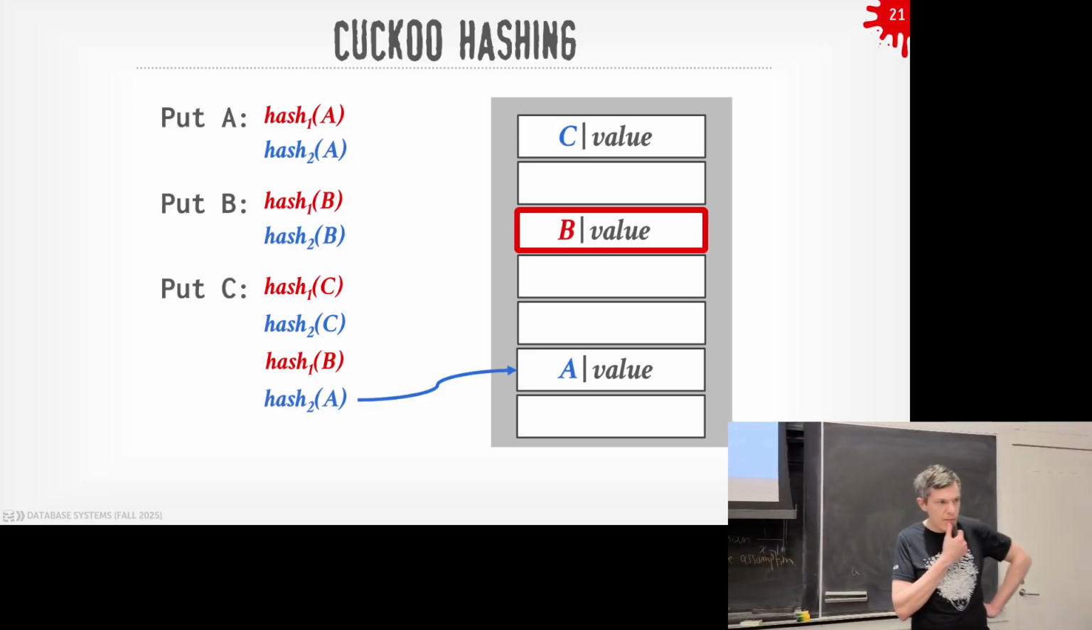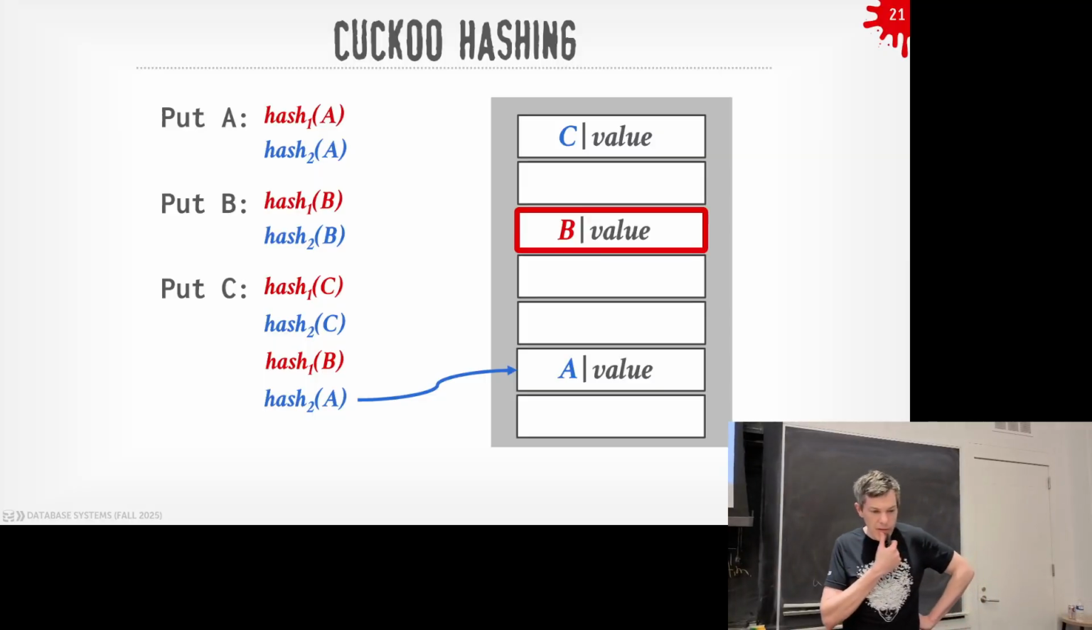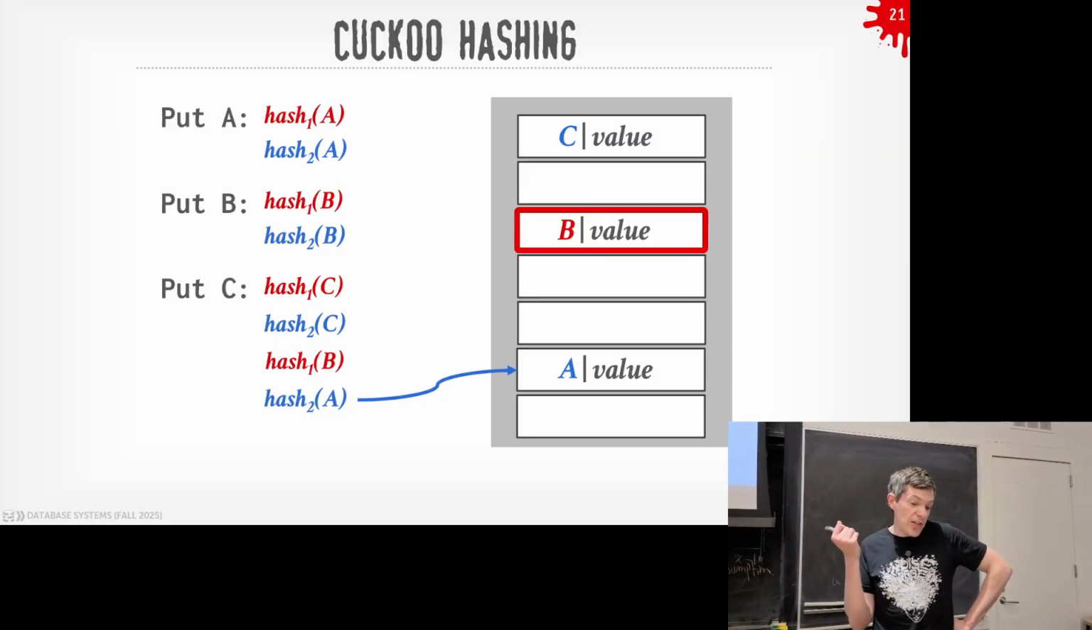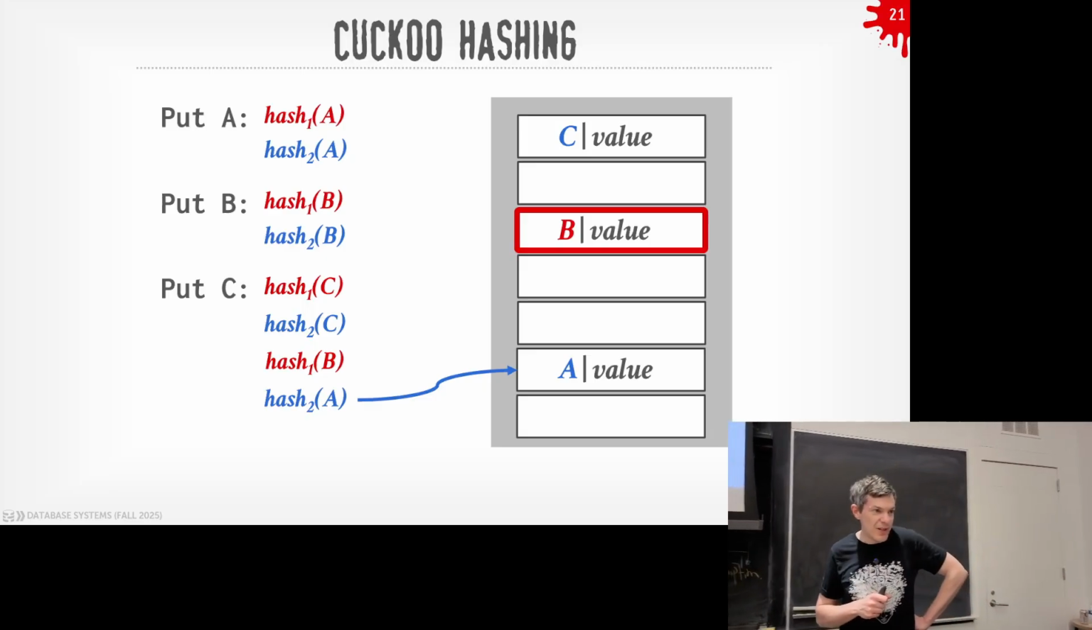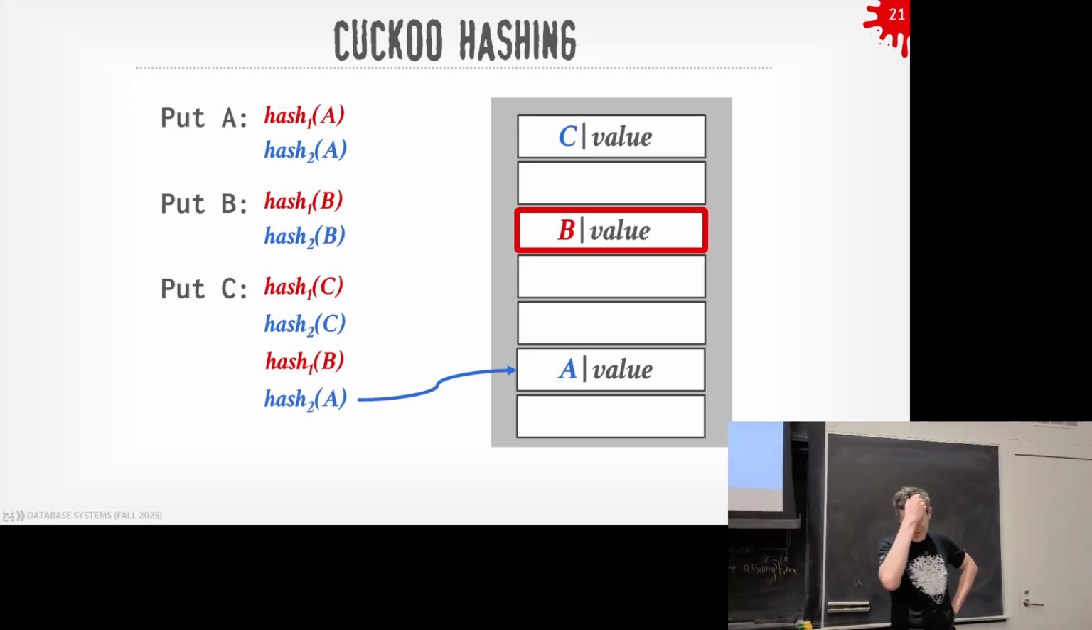What if they collide on all hash functions? If they collide on all hash functions, the hash table is full, so you double the size and rebuild it. Yep, no free lunch. You always have to do something.